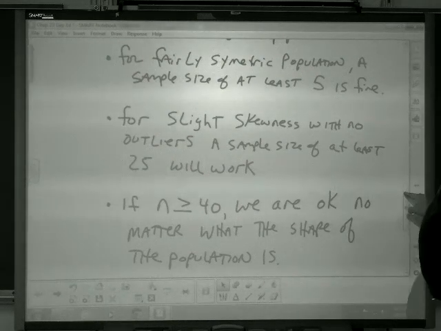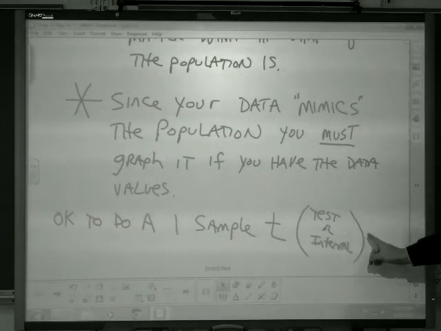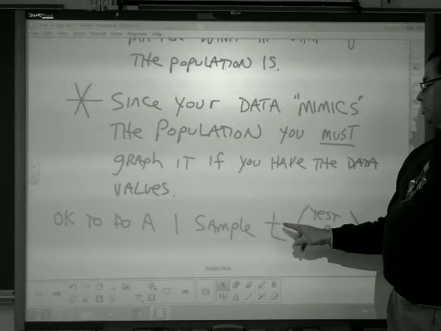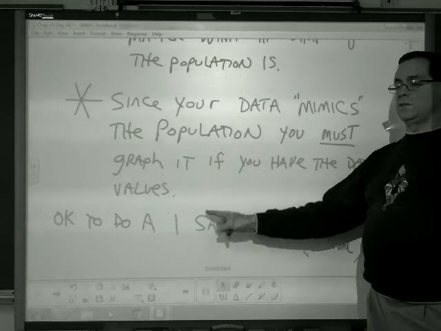So if you meet all the conditions, we say it's okay to do a one sample T, and now it's either a test or an interval. And why a T? We got a new letter coming tomorrow in class, and we say sample instead of proportion because we're working with means.